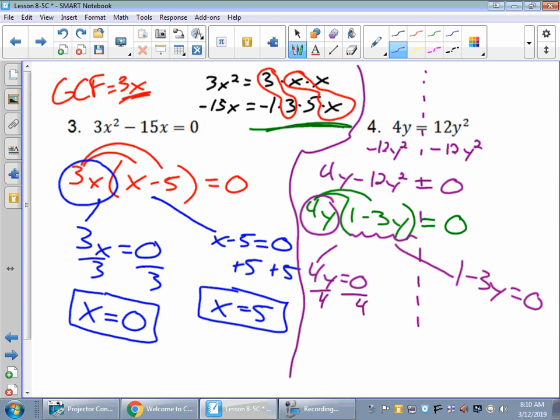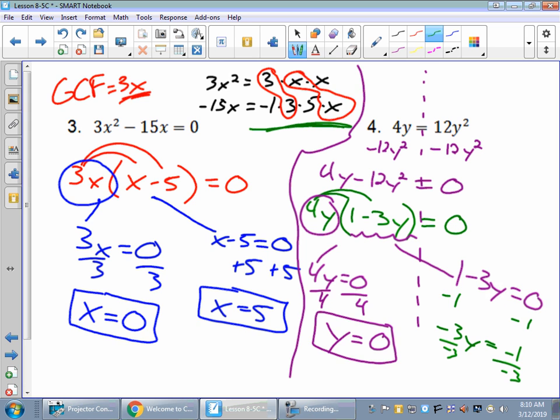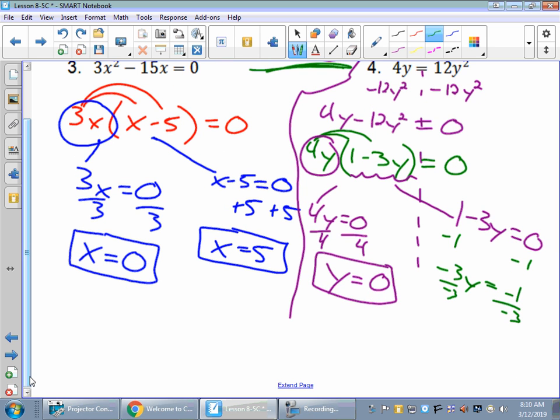Here I just have to divide by 4, and I can see that y is going to be equal to 0, because 0 divided by 4 is 0. And over here, it's going to be a two-stepper. I'm going to subtract 1 from both sides. So I have negative 3y equals negative 1. And then I'm going to divide by a negative 3. So then I'm going to have y equals negative 1 over negative 3, but I also know that a negative divided by negative makes a positive, so it would be a positive 1/3 here. Be careful with those. So that would be my answer, 0 and 1/3.